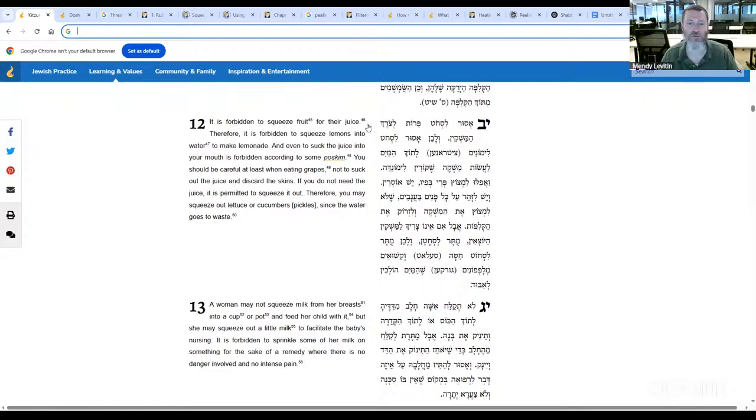Okay, so again, it's forbidden to squeeze for their juice. The ruling is according to Rashi, Tosfos and the Taz. He says, therefore, it's forbidden to squeeze lemons into water. He says, according to most poskim, it is permitted to squeeze lemon juice into sugar. The question is, is sugar like a liquid or like a food? Most say squeezing onto sugar is permitted, because liquid into food is like food into food, and therefore he quotes the Radvaz and Mishnah Berurah that say it's permitted. So lemons into sugar is okay. Lemons into water to make lemonade is not.